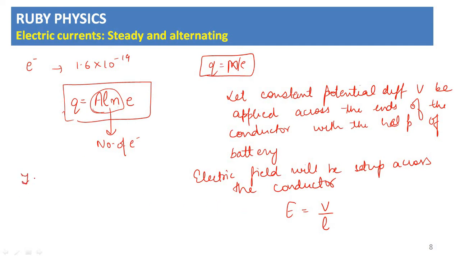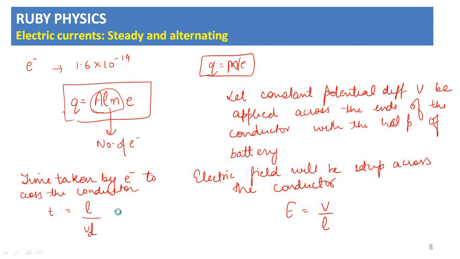So the time taken by the free electrons to cross the conductor will be equal to, time is nothing but the distance divided by the velocity. The distance here is the length of the conductor L, and the velocity here is the velocity acquired by the electrons due to the electric field, that is the drift velocity. So time t is equal to L by Vd.